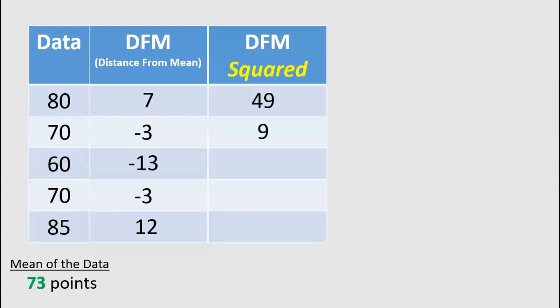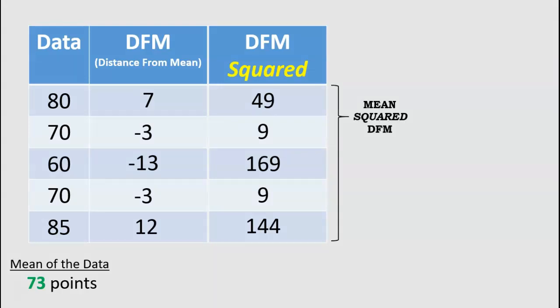Similarly, minus 13 squared is 169, minus 3 squared is 9 again, and 12 squared is 144. Now we'll look at all of these squared distances from the mean, and let's take their mean, so that we're looking at the mean squared distance from the mean, which is a bit of a mouthful. Nonetheless, we still compute it in the usual way. We add all of these squared distances from the mean up, all 5 of them, and divide by 5. And when we do the arithmetic, we find that that is 76.